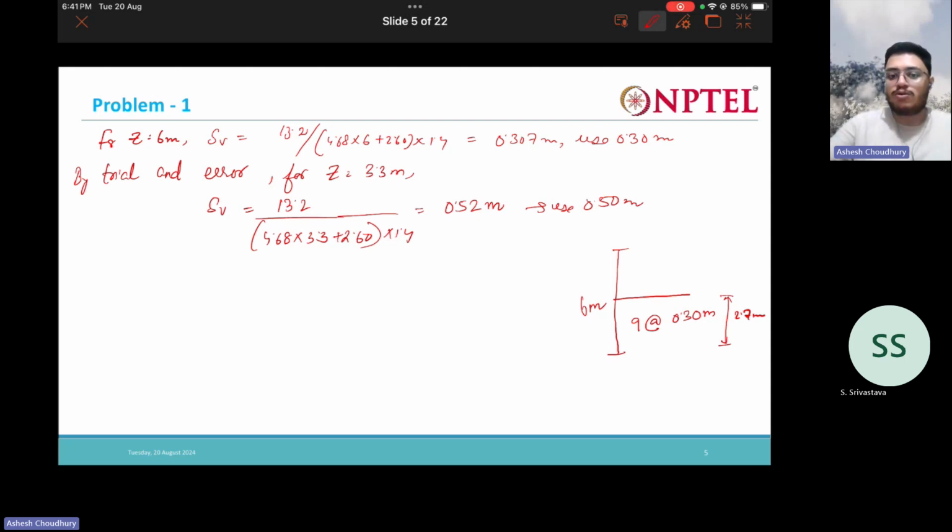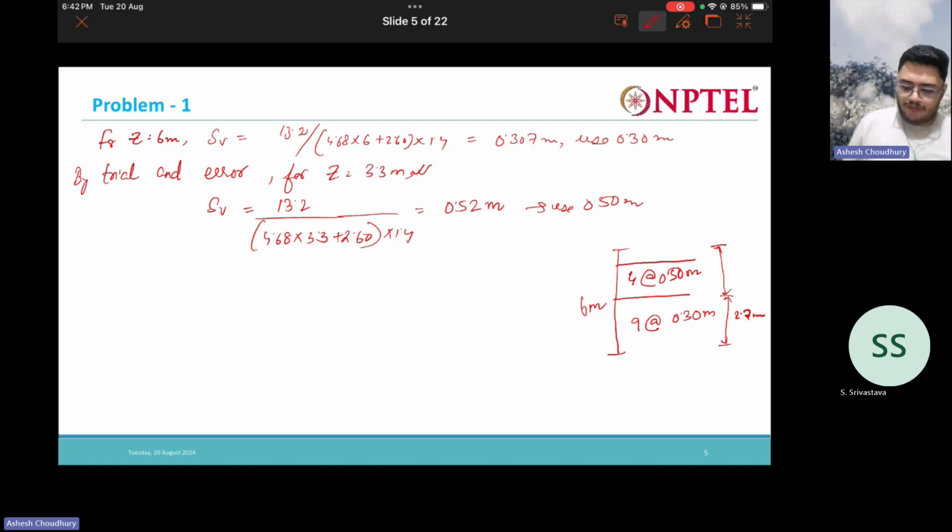Now see, first we decided the 9 layers will be provided with 0.3 spacing, right? Next we have 3.3 meter above. Now how to distribute that? From here to here it's 3.3 meter. We already checked that at 3.3 meter we can provide 0.5 meter spacing. So we can provide 4 more layers at 0.5 meter spacing.